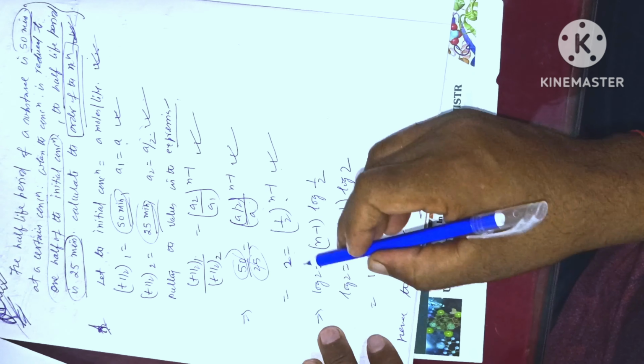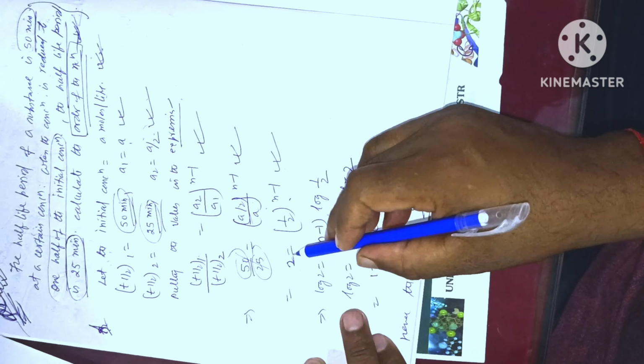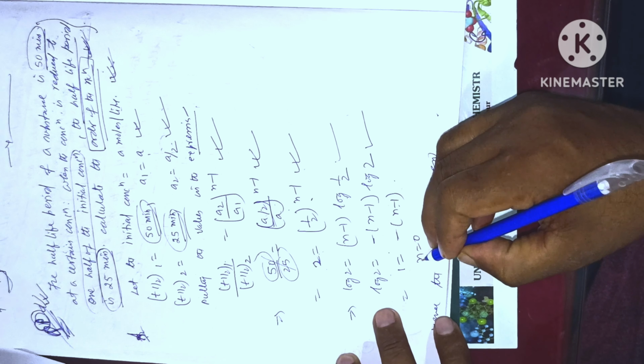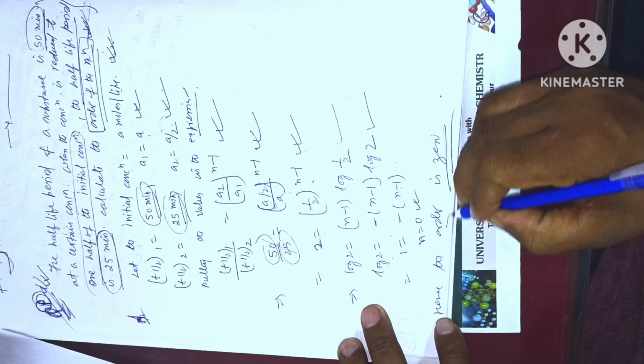Taking log on both sides, we have log 2 is equal to n minus 1 times log half. Log 2 is equal to minus (n minus 1) log 2, that is 1 is equal to minus (n minus 1), that is n is equal to 0. Thus the order is 0.